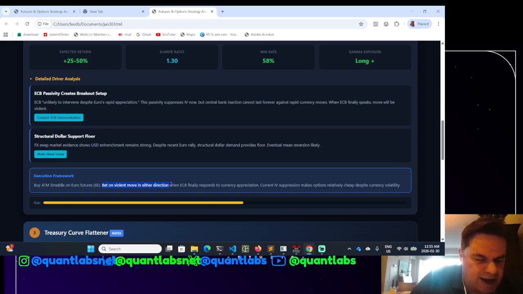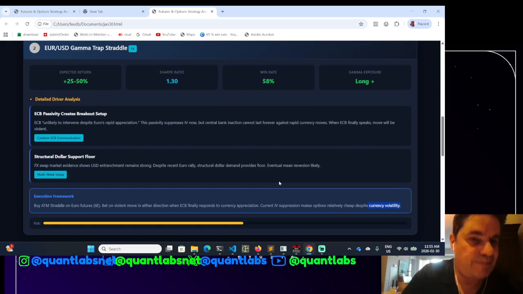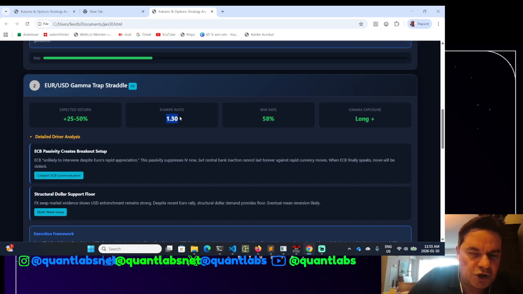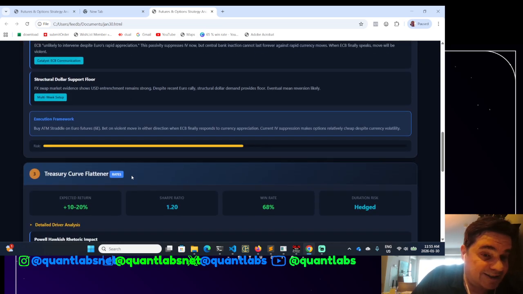Okay, so again, with the hedging, and again, if you take that course, you bet on violent move in either direction. So if the ECB finally responds to currency appreciation, your current implied volatility suppression makes options relatively cheap despite the current volatility. That's really good based upon that type of trade. You increase your Sharpe ratio pretty good. Here's your expected return at 25 to 50% with a pretty strong projected win ratio along with a long plus. So this is involving, I think, just futures and options. This is amazing what it can do.